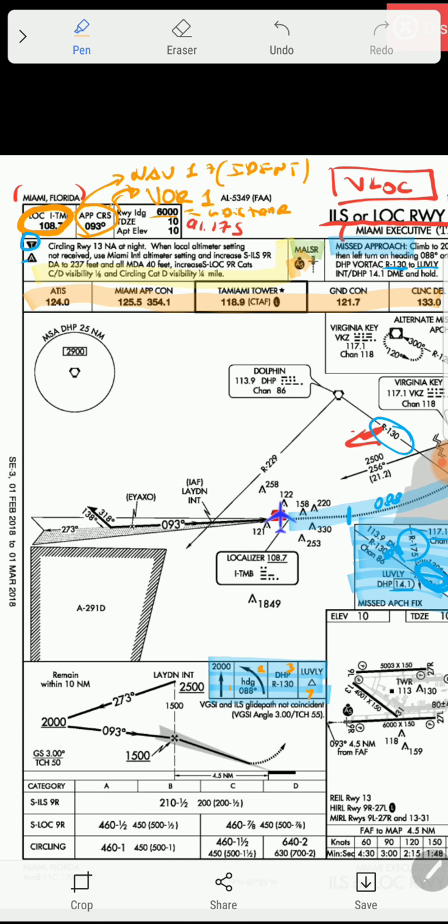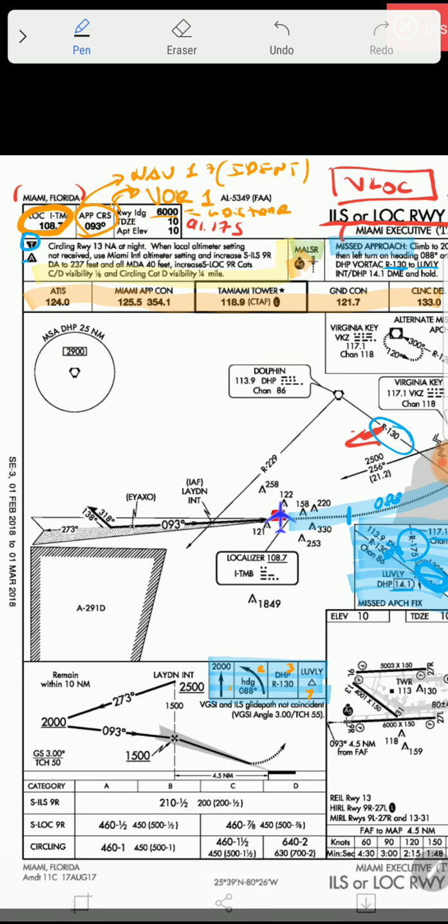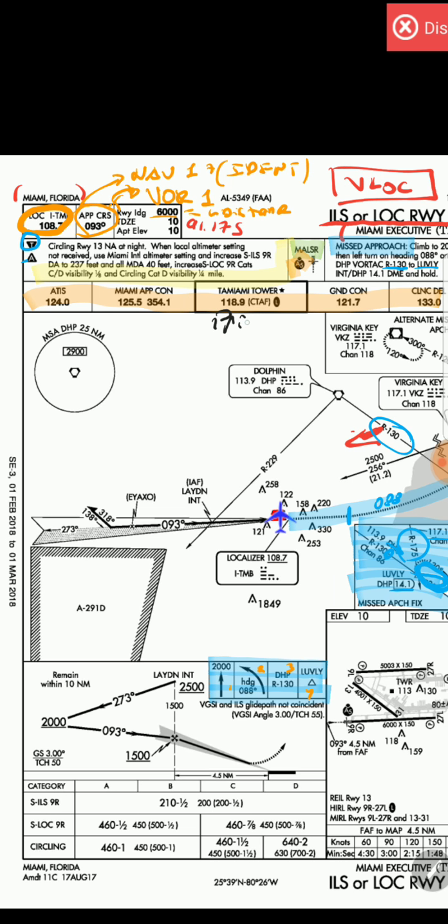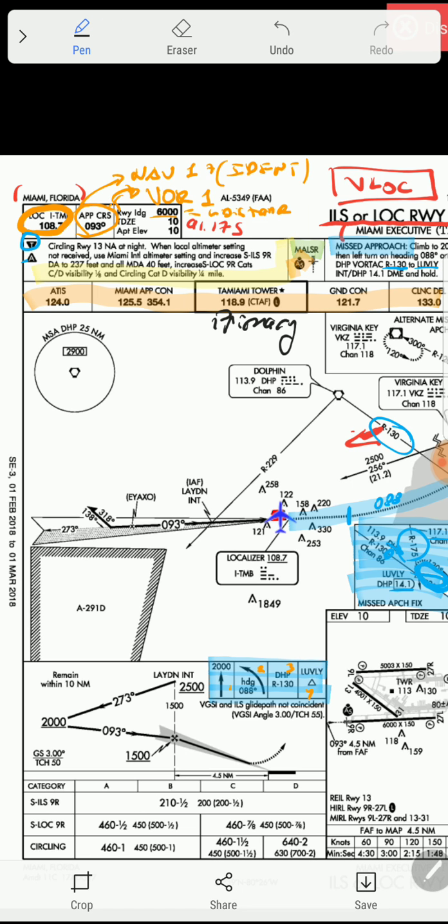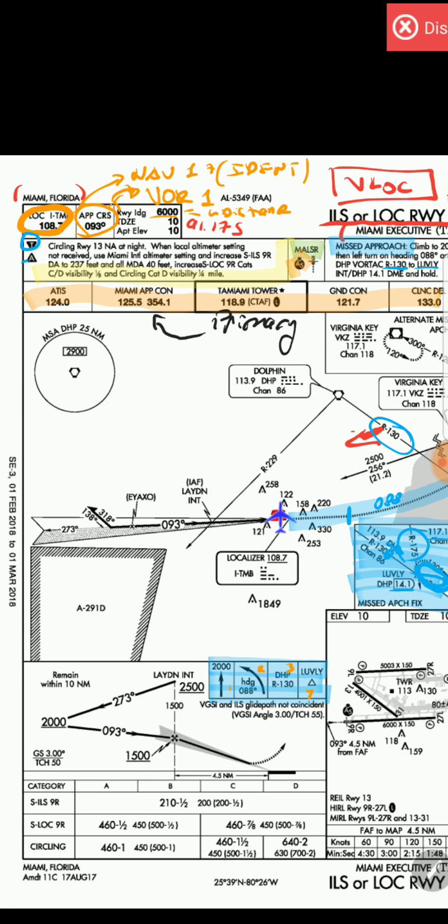What happens down here is that this is the primary frequency for this approach. Okay. But who is going to be in charge of giving you the clearance, giving you vectors around, and telling you what to do to take you to the airport? It's going to be the approach control, which is in here.